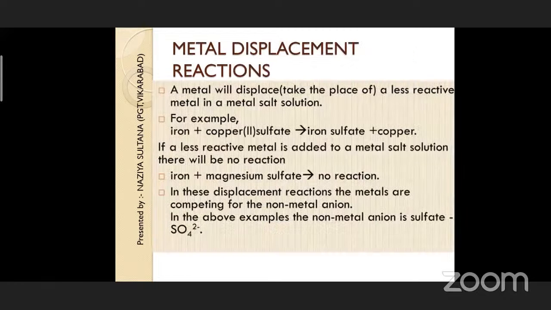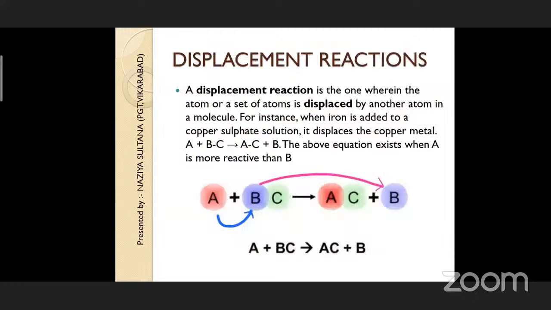Okay. So we have seen about the metal displacement reactions. If a particular metal is unable to displace, in this case we have seen, no, iron cannot displace magnesium from magnesium sulfate. That means iron is less reactive than magnesium. That is the reason it is unable to displace. Okay, this is about the displacement reaction.